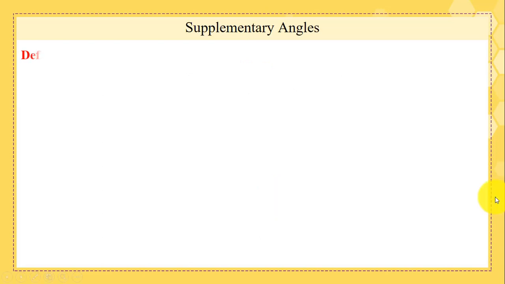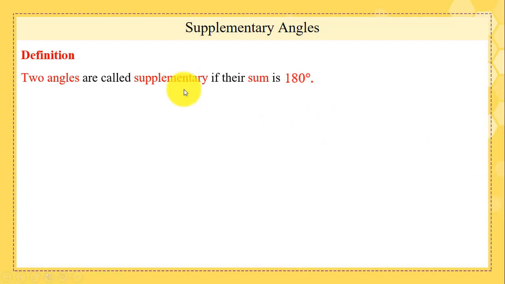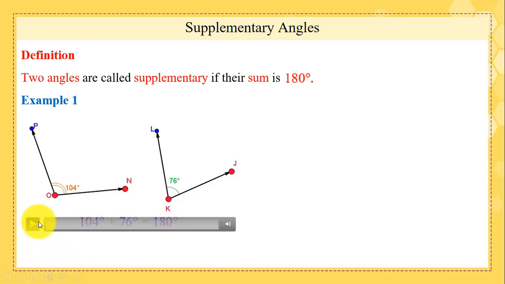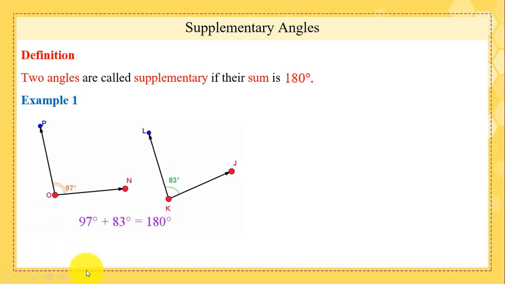Supplementary angles. Definition. Two angles are called supplementary if their sum is 180 degrees. Example number 1. PON and LKJ are two supplementary angles. Their sum is equal to 180 degrees.